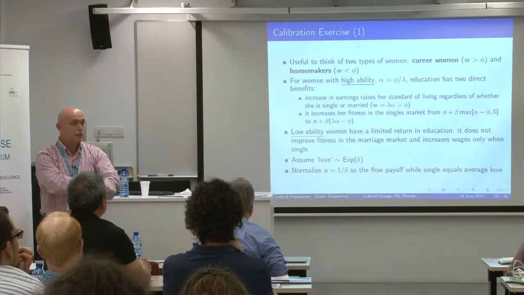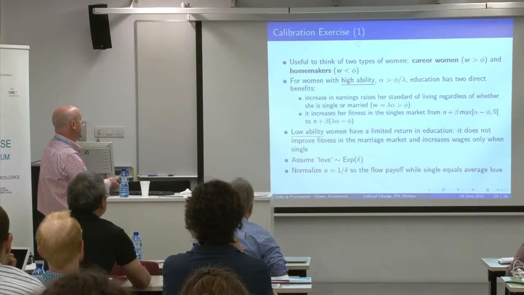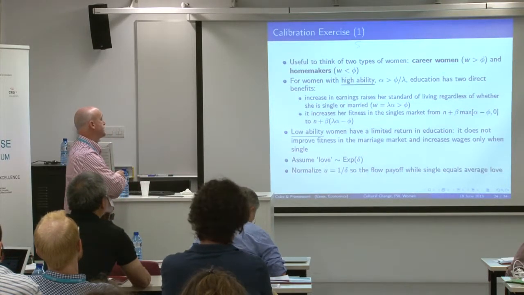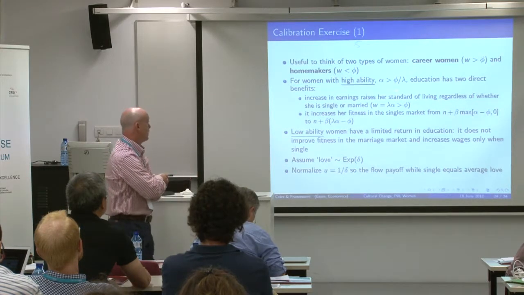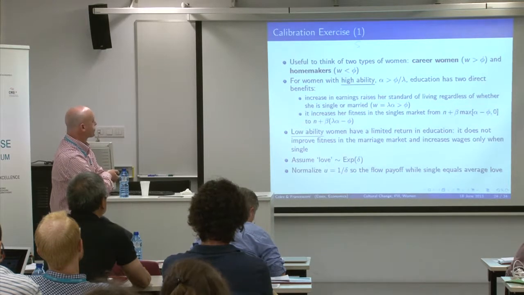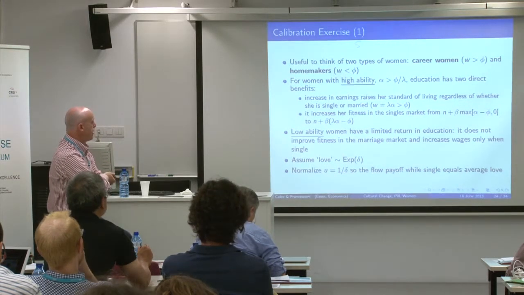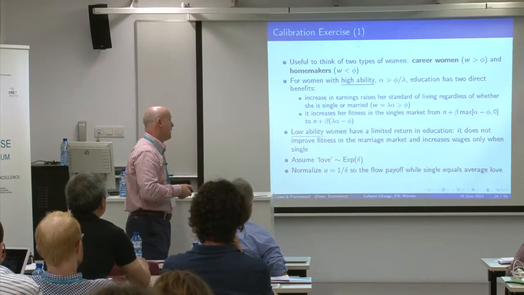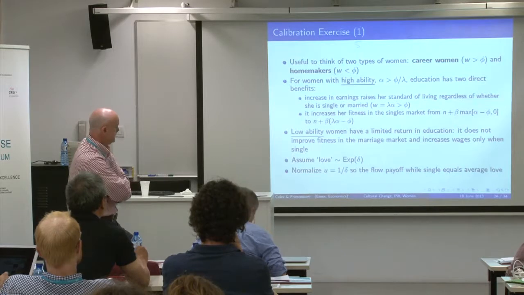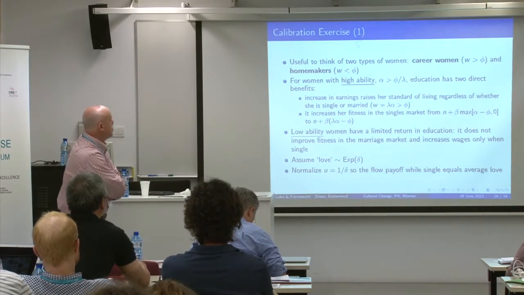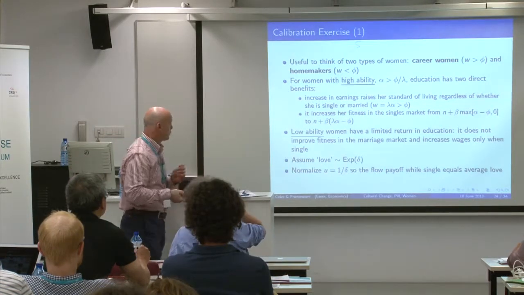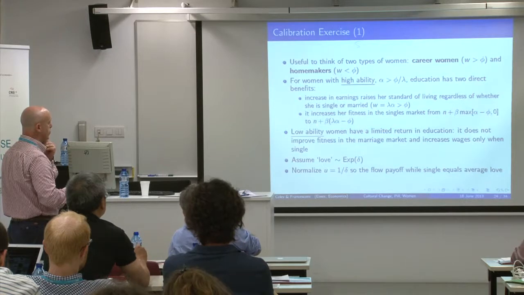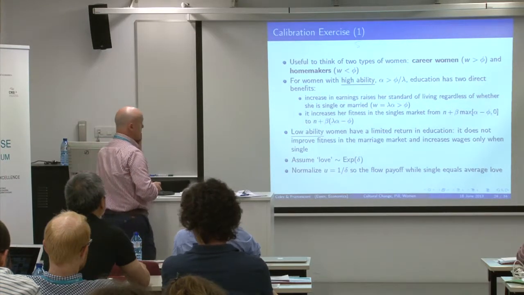Now, women with high ability, whose alpha is above phi over lambda, will get educated. The education will have two effects. It will raise their earnings, and of course this will only bite in a world where there are equal opportunities, because that's where the woman's wage will be equal to lambda alpha, which is greater than phi. And it will also increase her fitness in the single market, and therefore she becomes more desirable to men, because her total fitness is bigger than what she would have if she doesn't get educated.